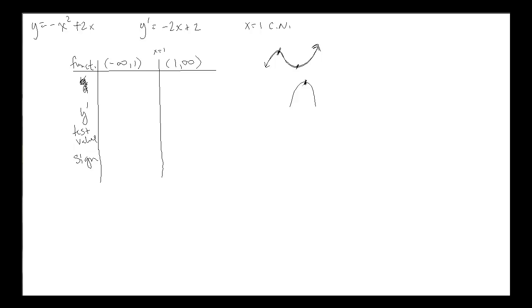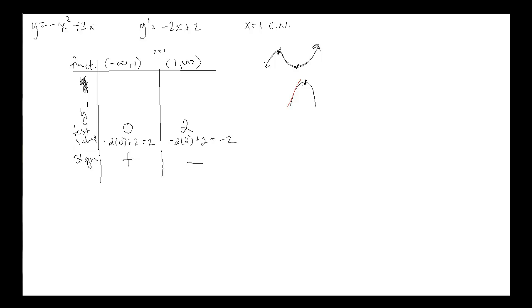Okay, so let me pick something easy, something in the interval from negative infinity to 1. Well, 0 is a nice easy value, right? Okay, and then from 1 to infinity, 2 is a nice easy value to use. And what I'm going to do is I'm going to figure out the sign of y prime, okay, determine is it positive or negative at that value. So when I plug in 0, I get positive 2. So my sign is positive. If I plug in positive 2, I get negative 2 times 2 plus 2, which is negative 4 plus 2 is negative 2, is negative.